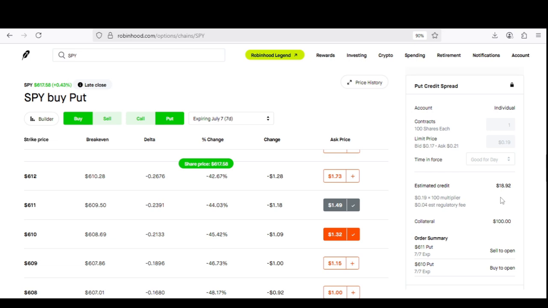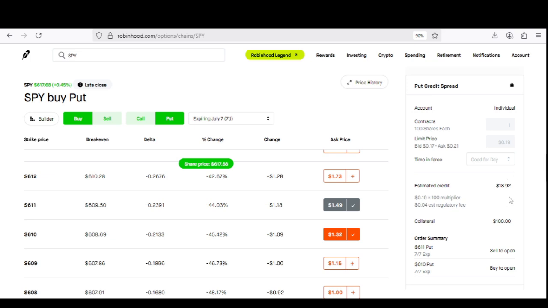One of the main criteria in order for you to do the put credit spread is that you will need to leave a collateral. The collateral you're going to have to leave in this case is going to be $100. Now, don't feel phased by receiving only $19. Try your best not to focus on the nominal value of your returns. Instead, focus on your percentage return.